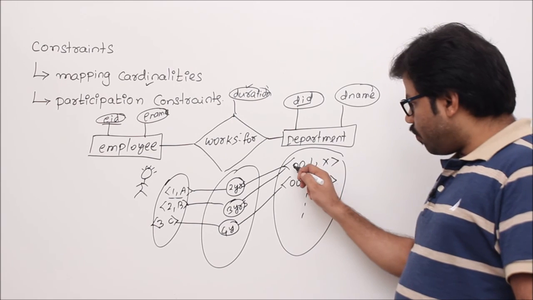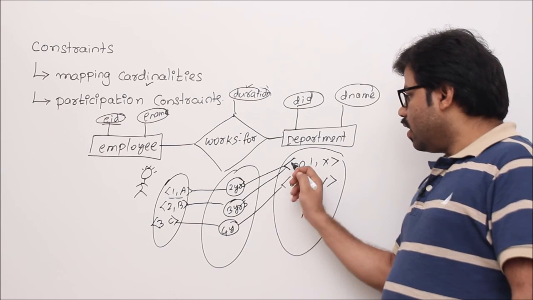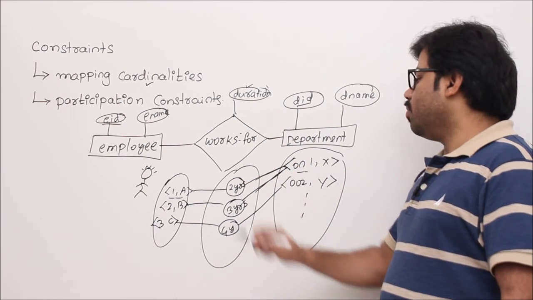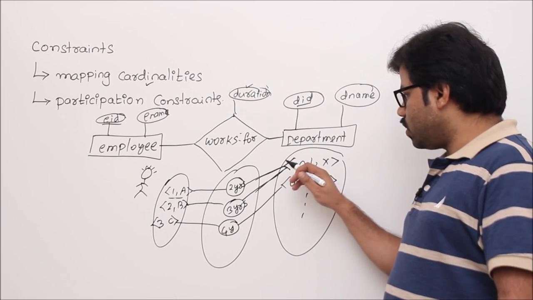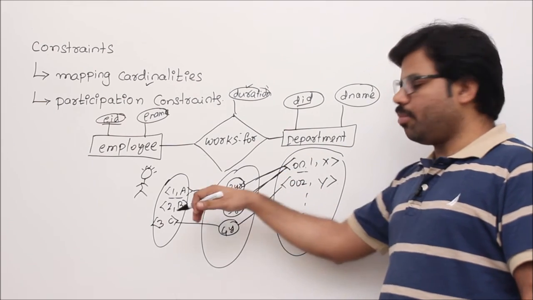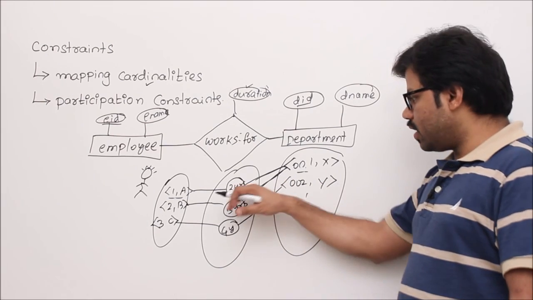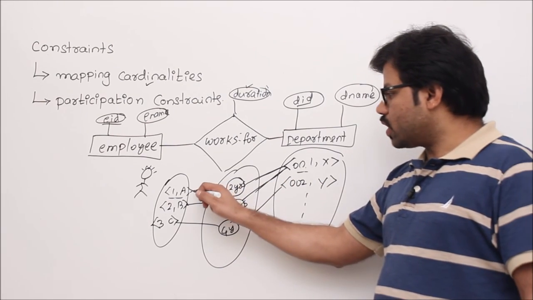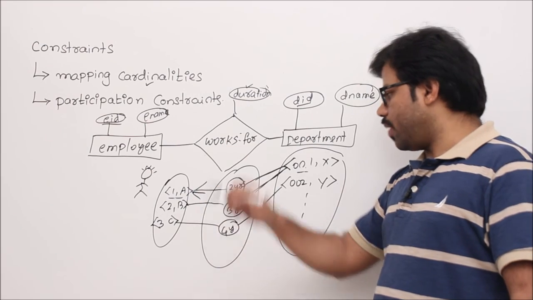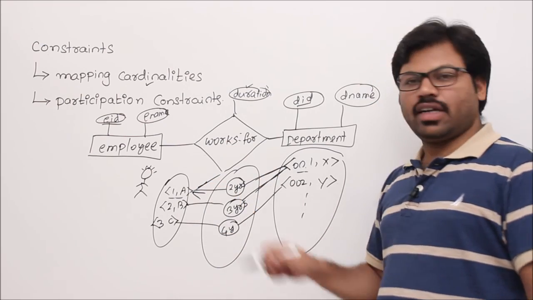Sometimes what happens, if you see from 001, if you see this side, so there are lot of edges. Why? Because this 001 is attached to so many employees. That means every department has multiple employees. That's why you get this kind of picture. If one employee works for so many departments, you get this kind of edges again, correct?